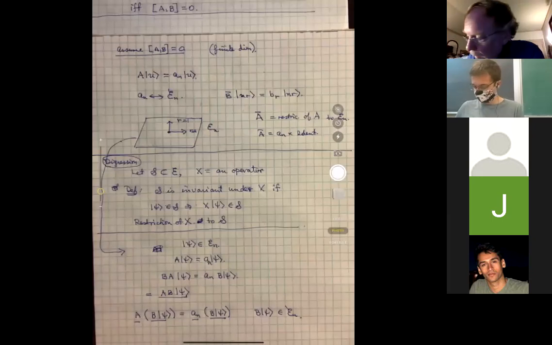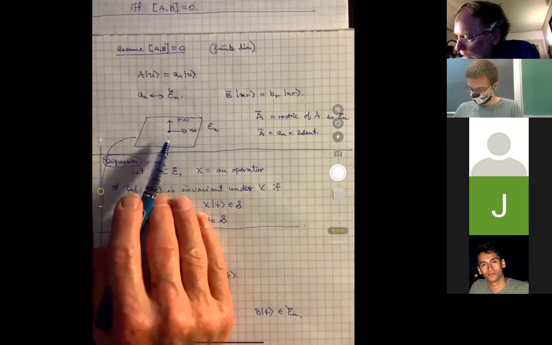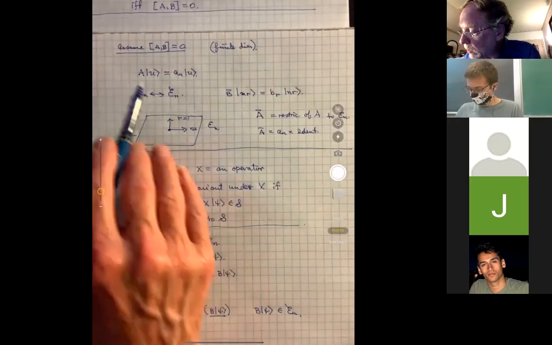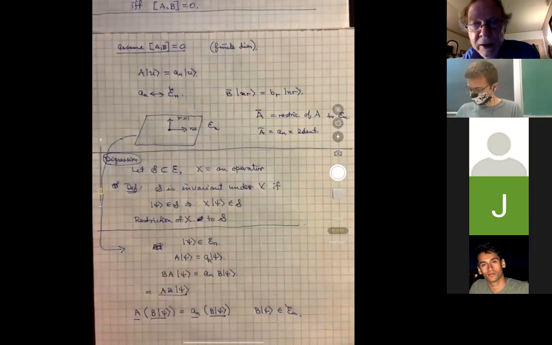So in other words, B possesses an eigenbasis inside En, and that is therefore a simultaneous eigenbasis of both A and B inside En. But now we do this for all the other eigenspaces of the operator A, and you get overall a basis in the entire Hilbert space that's a simultaneous eigenbasis.